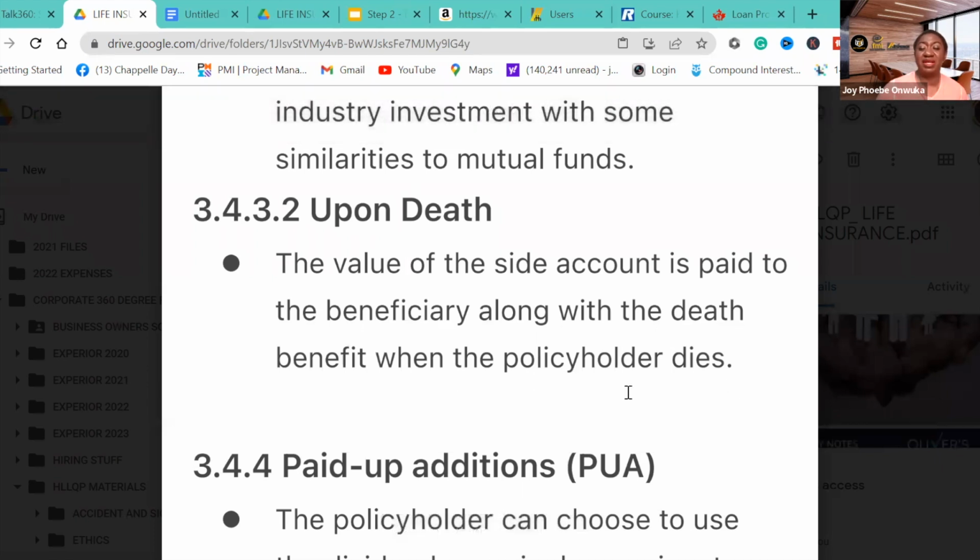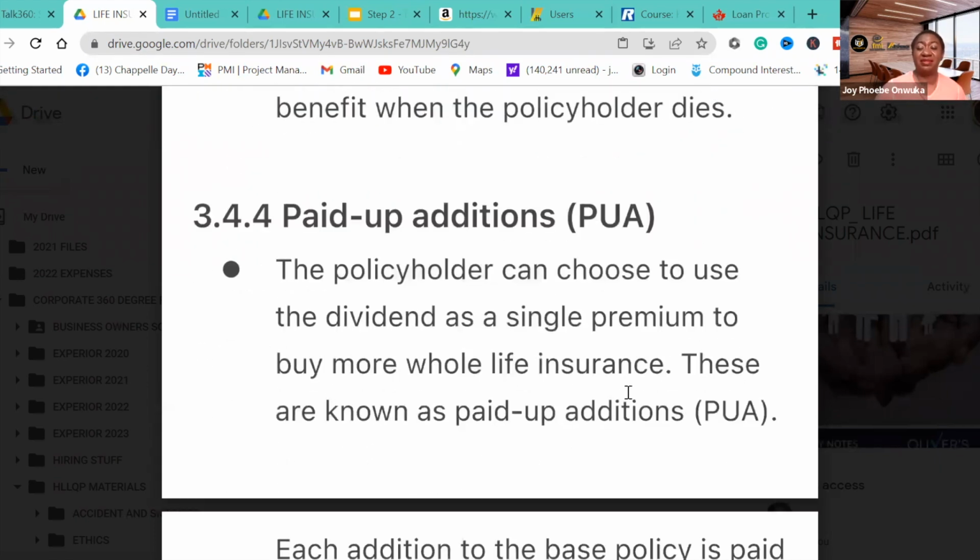When the policyholder dies. That's a good one, right? It's like having another investment in your whole life policy. Interesting. That's a good one.